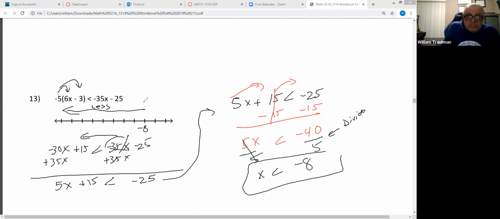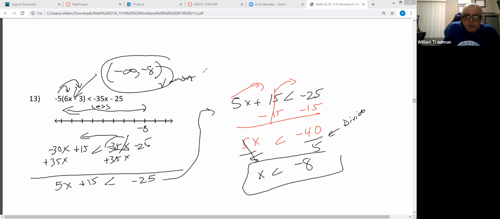There's no equal sign, so we use a parenthesis. The far left is -infinity. The far right is -8. You don't touch either one of those because there's no equal sign. And this is the answer. And that is solving inequalities and graphing inequalities and using interval notation.